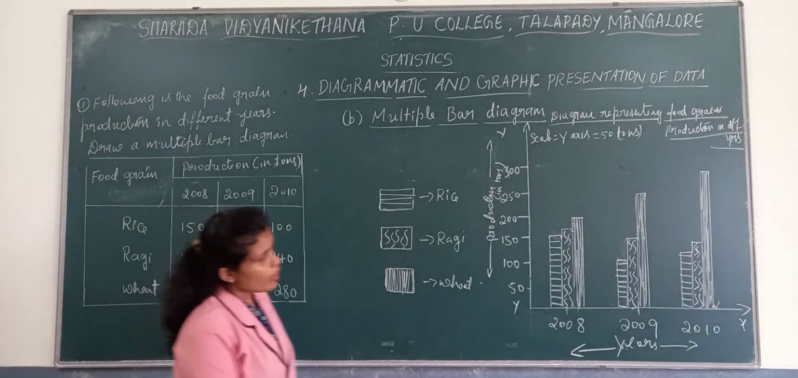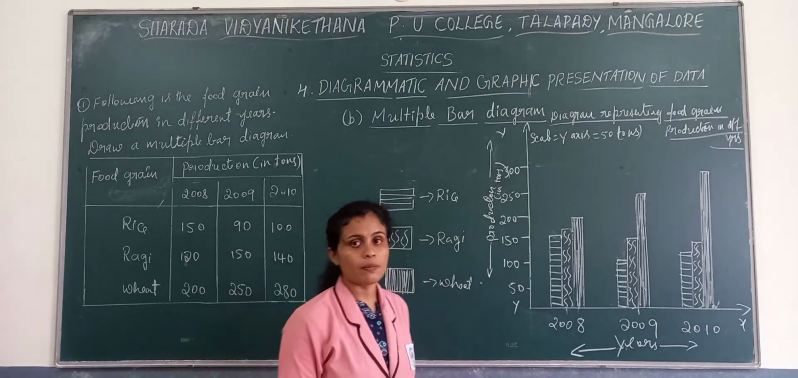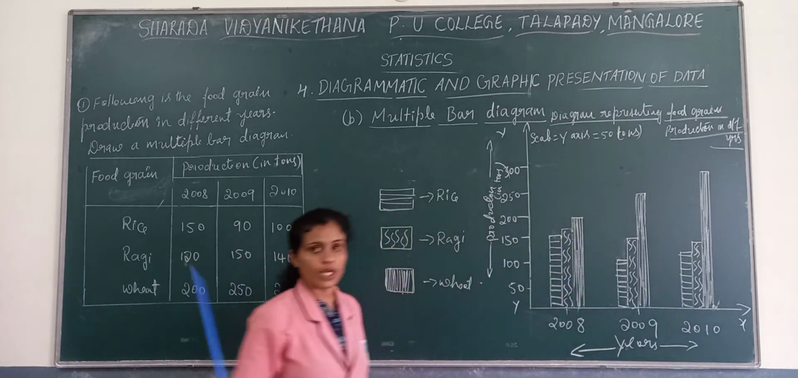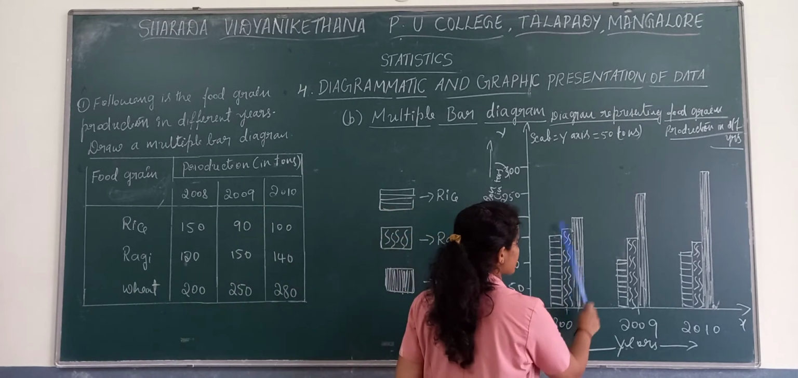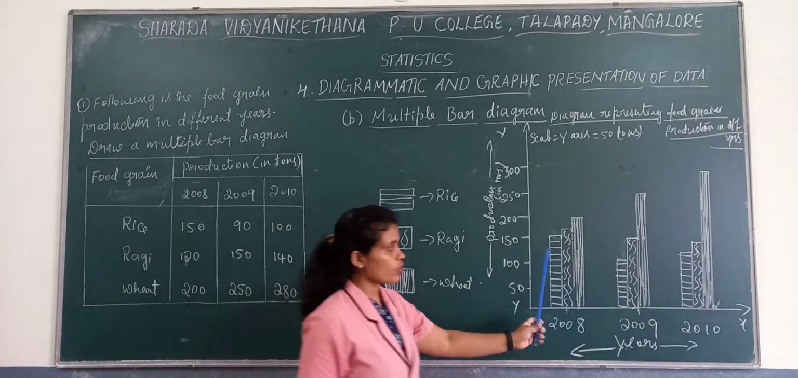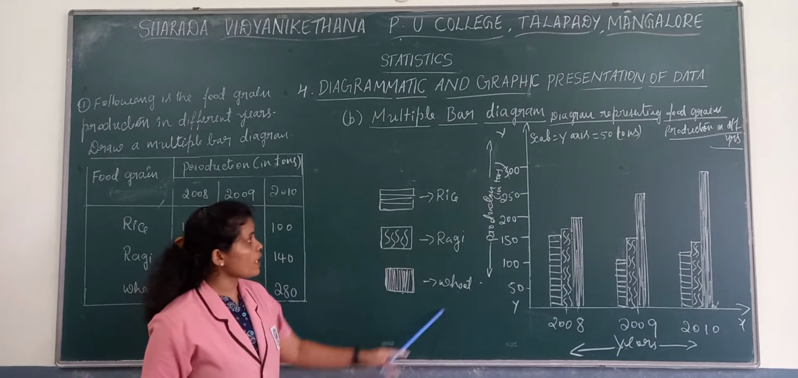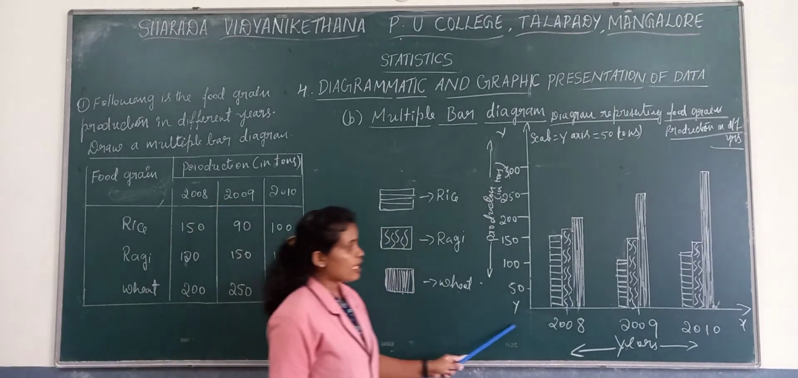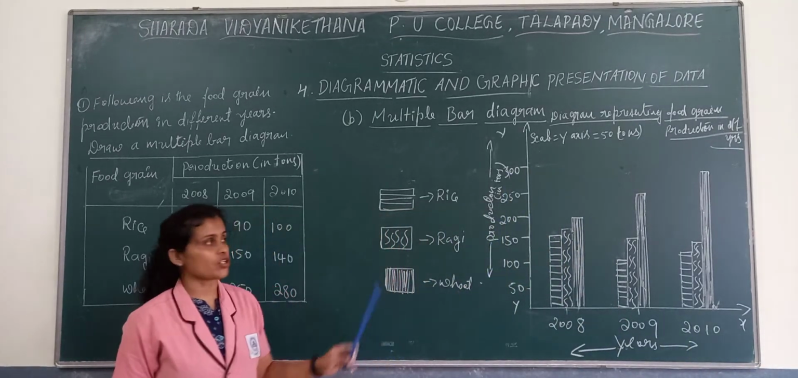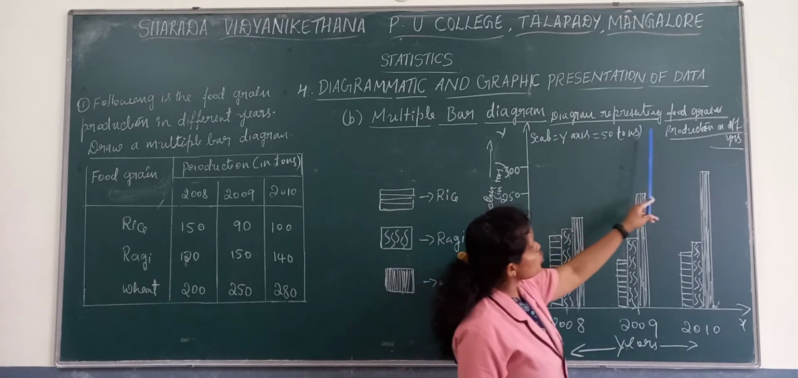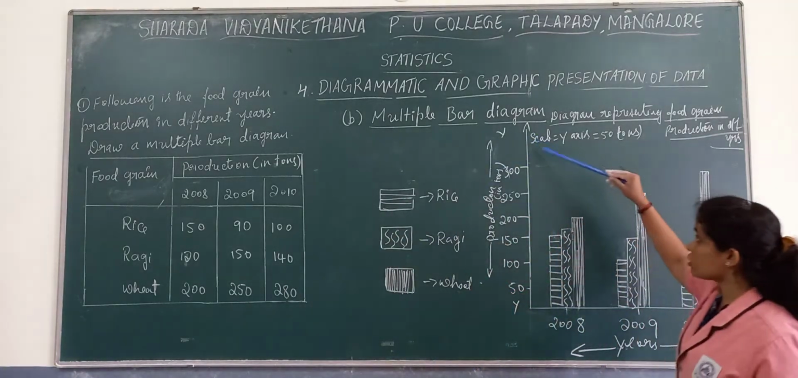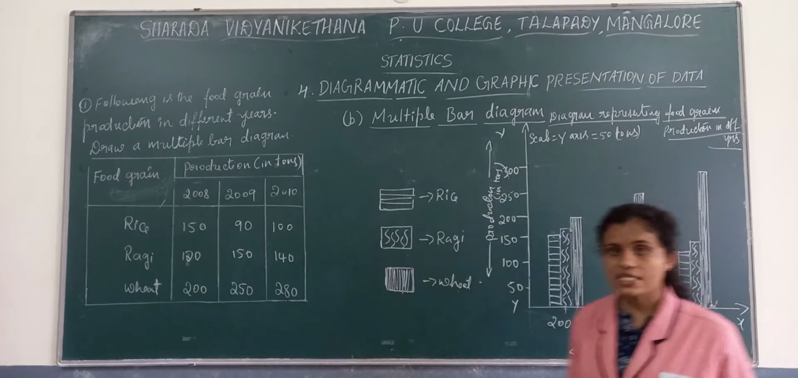This we call a multiple bar diagram. A multiple bar diagram shows different sets of interlinked variables with adjacent rectangular bars, and we give different shades or colors for differentiation, then provide their index for easy reference. Along the x-axis we represent the years, and on the y-axis the production. This multiple bar diagram shows the food grain production in different years, and the scale we take only along the y-axis. I hope it is clear.